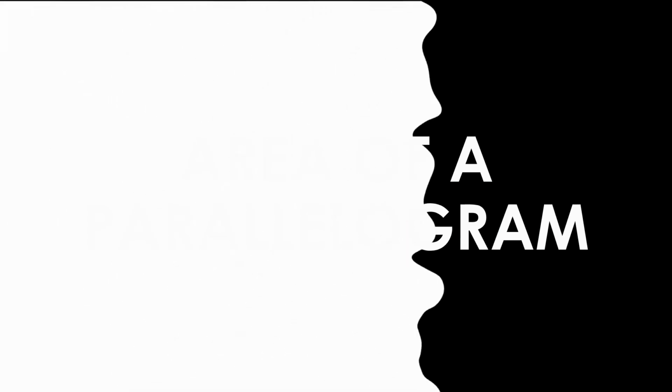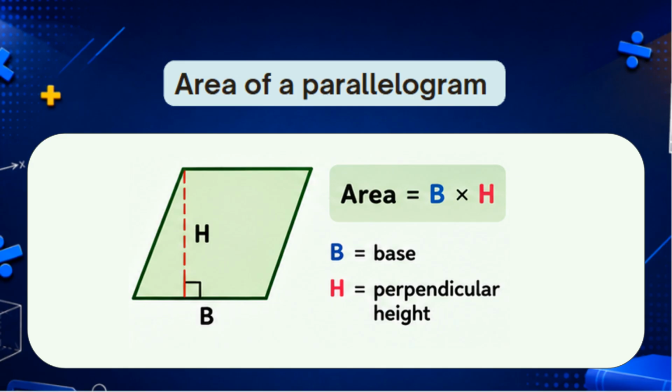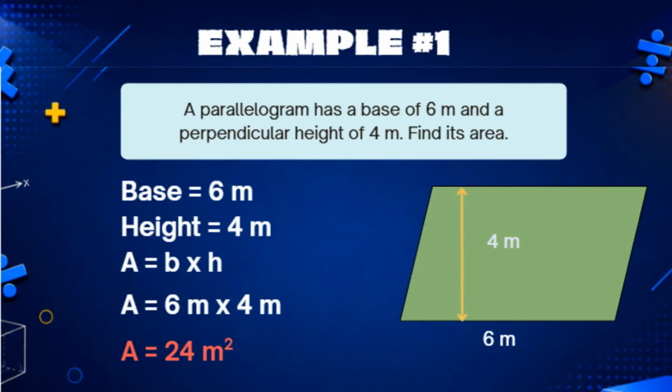Area of a parallelogram. Now let us find the area of a parallelogram. A parallelogram is a four-sided shape with two pairs of parallel sides. To find its area, we use the formula area equals base times height. In this example, the base is 6 meters and the perpendicular height is 4 meters.